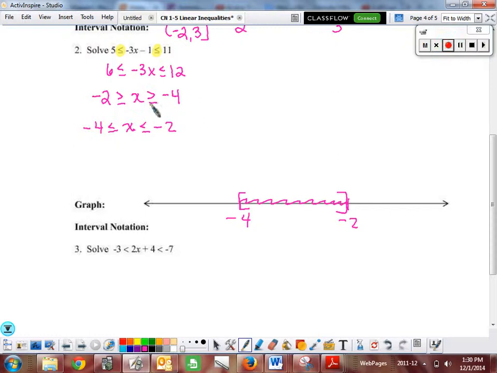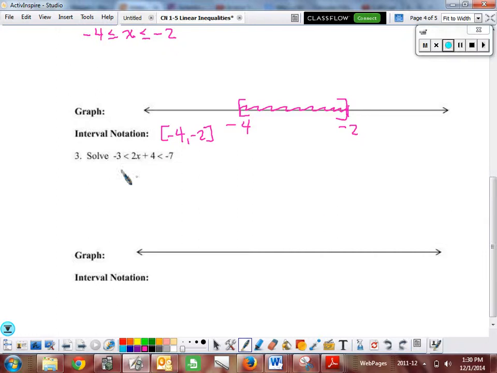Usually the mistake happens, y'all get to here, and y'all go -2, -4, and then you shade in between, and then I'm going to mark off, because -4 is not right of -2, it's the other way around. So put yourself in order, smallest to greatest, and our interval notation, -4 to -2. These are easy, don't get tripped up by weird cases when you're doing it.